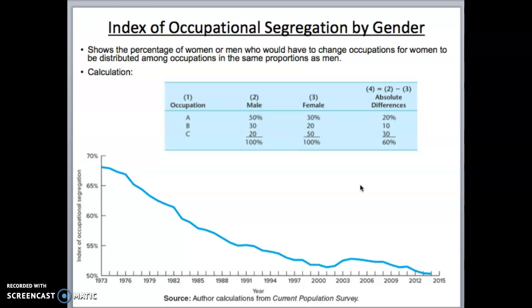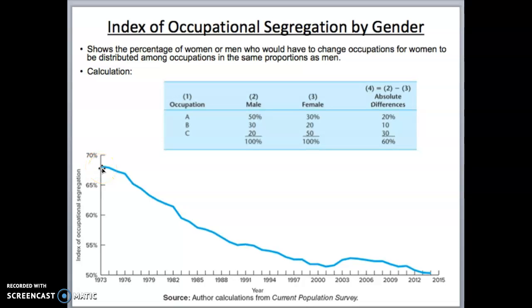So clearly, the lower the percentage, the less you have to move one group to make it equate with another, which means the less segregation there is. And you can see how this has changed over time. For example, back in 1973, we had an index of segregation of 68%, and it's dropped. Today, it's closer to 50%, which means that we would have to move fewer males across occupations in order to get the ratios to equate with females, or move fewer females across occupations in order to get the ratios to equate with those of males.